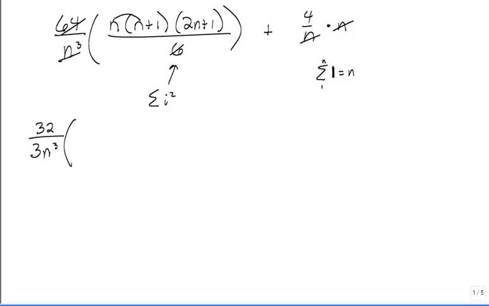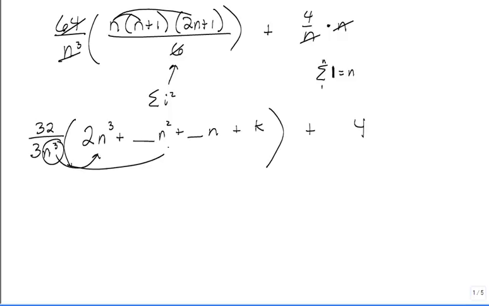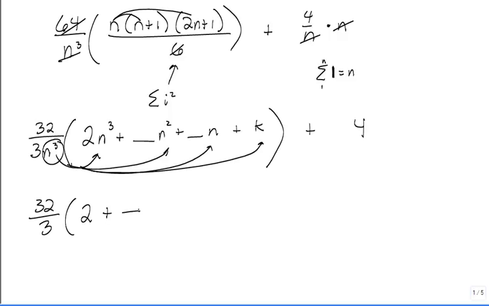Now, when you multiply all these together, it's going to be 2n cubed plus something n squared plus something n plus a constant, which I don't really care about. And then plus 4, let's just add that on. I don't care about it because this n cubed is going to divide all these out. So I'm going to have 32 over 3 times 2 plus something over n plus something over n squared plus some constant over n cubed.